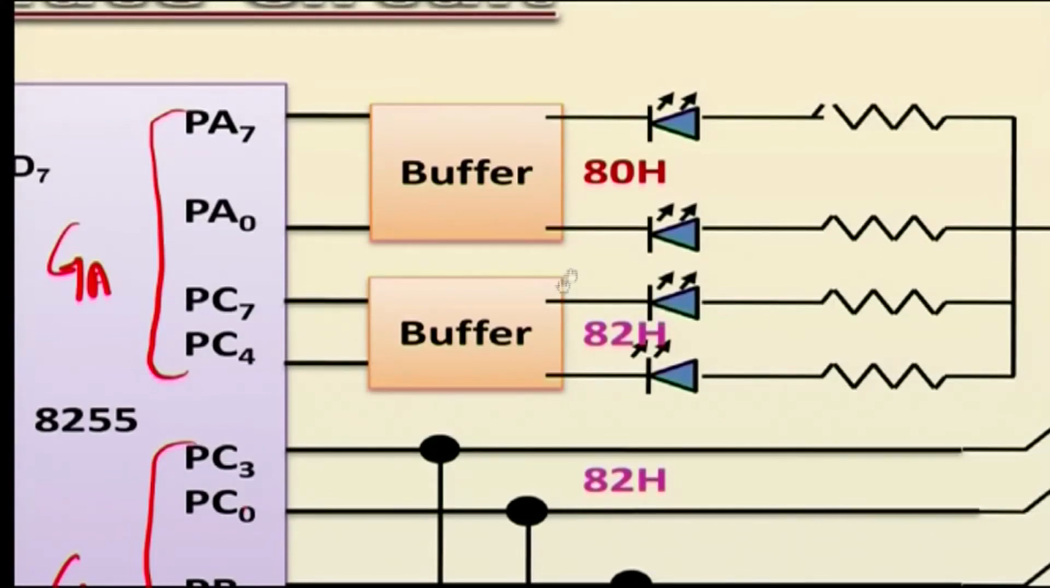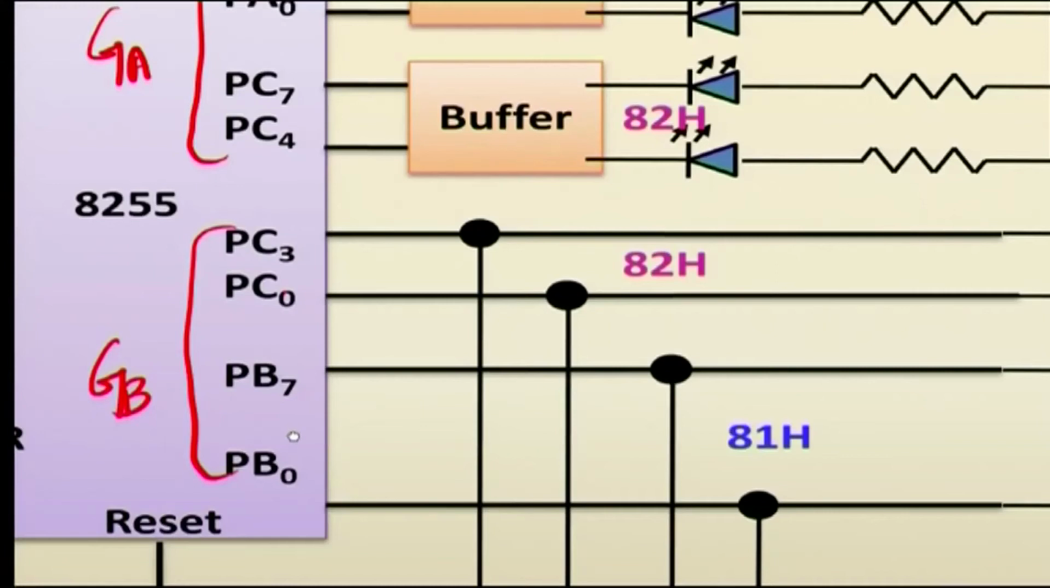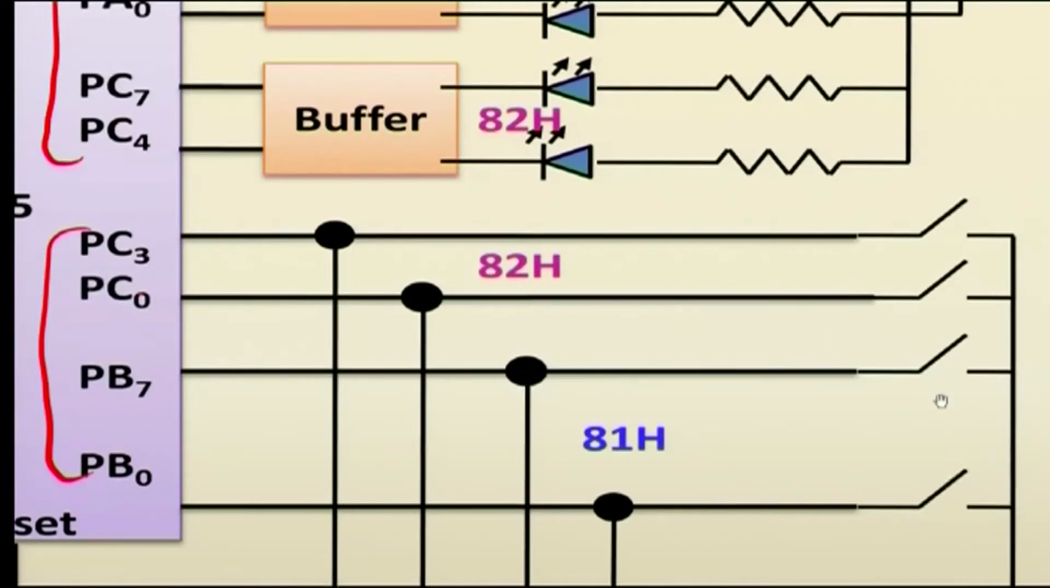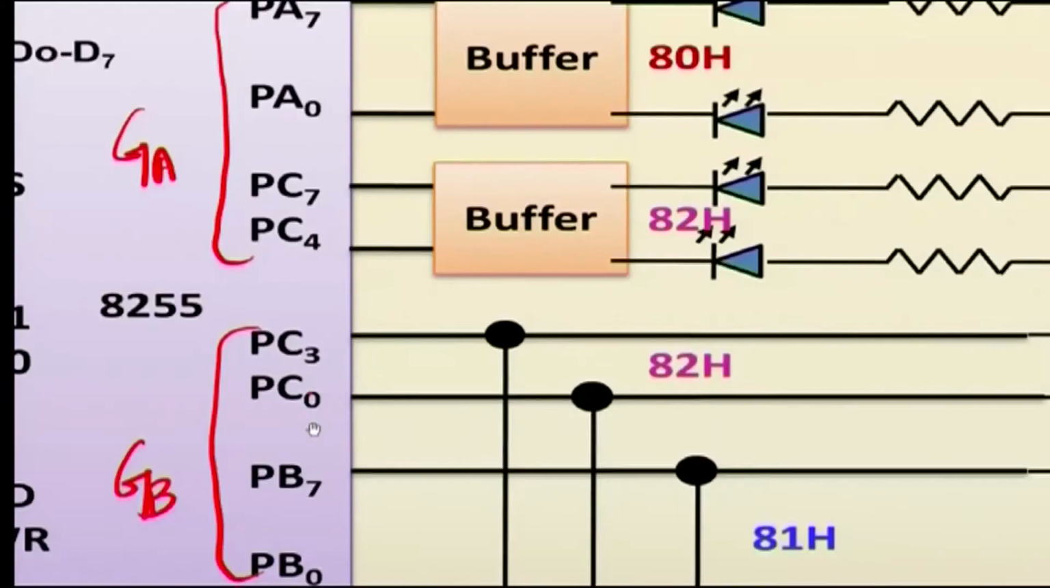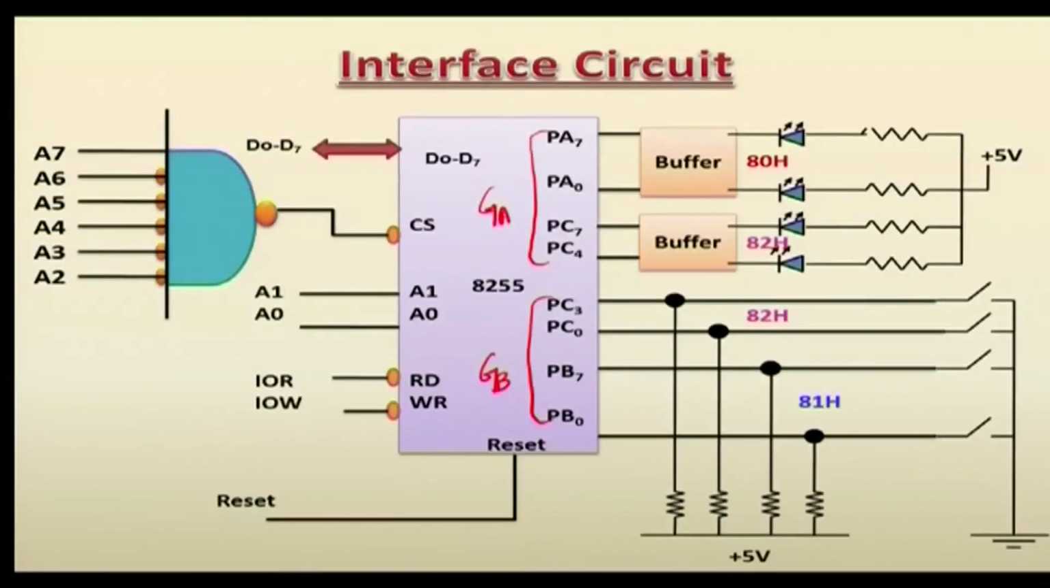Group B here we consider as the input. For the input the switches are connected: when the switch is closed the value is 1, and when the switch is open the value is 0. When the switch is closed the corresponding LED will glow, and when the switch is open the corresponding LED will not glow. So, PB0 to PB7 are for port B and the lower 4 bits of port C are connected in group B. So, based on the diagram we have to get the idea before writing the program.